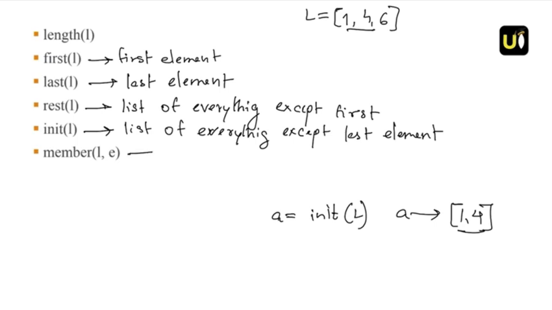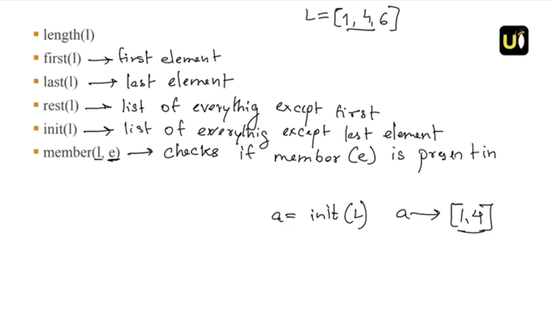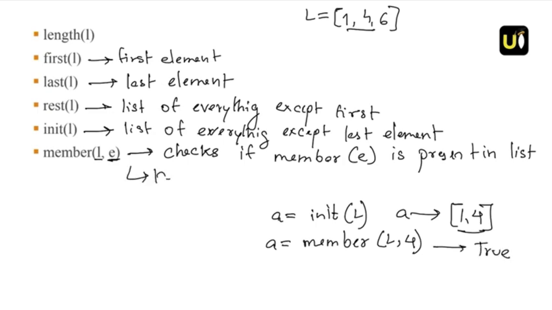And member of L, E returns a boolean value. This actually checks if the element E is present in the list L. So let's say we use A equals member of L, and then we're checking if the element 4 is present in the list. So then this will return true. This returns either true or false. And then let's say we are checking if member of the list is 3, then this will return false because this returns a boolean value.